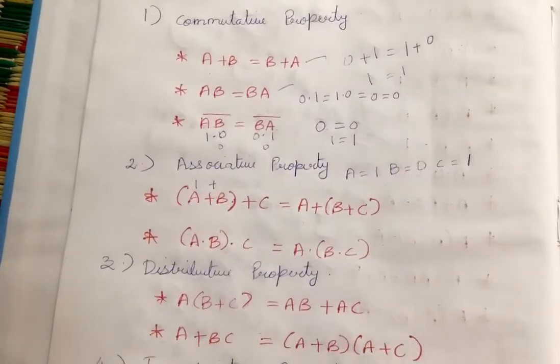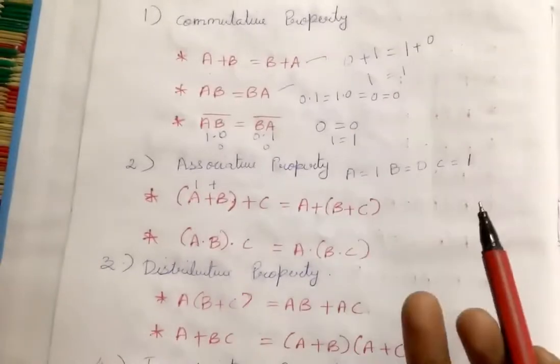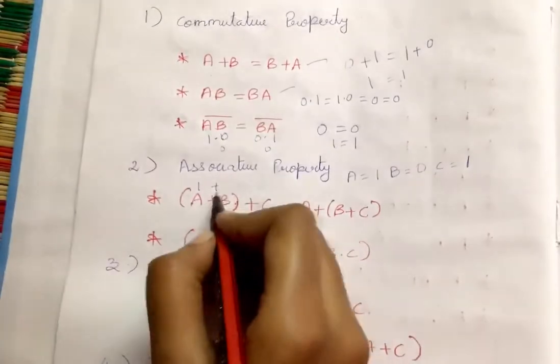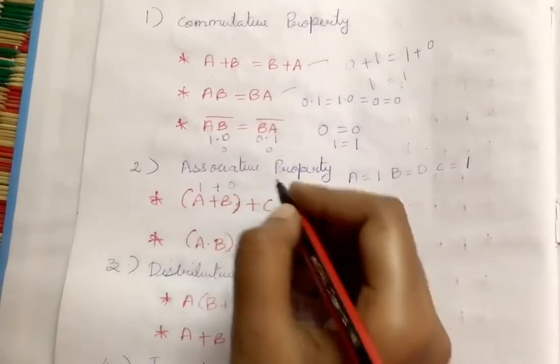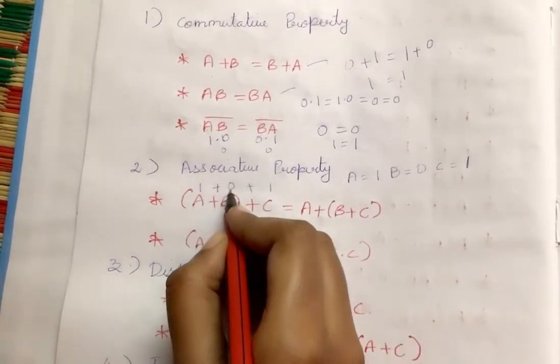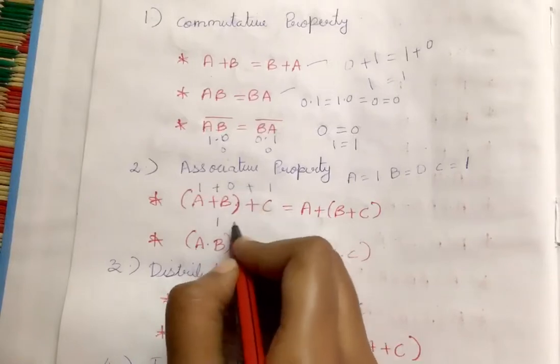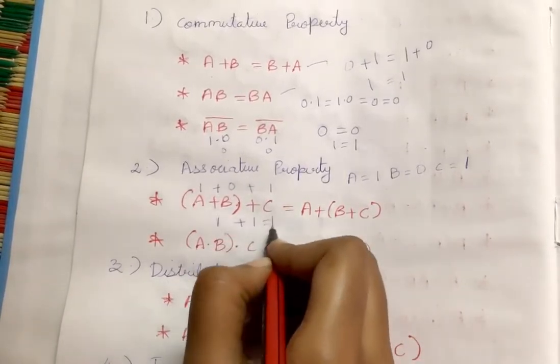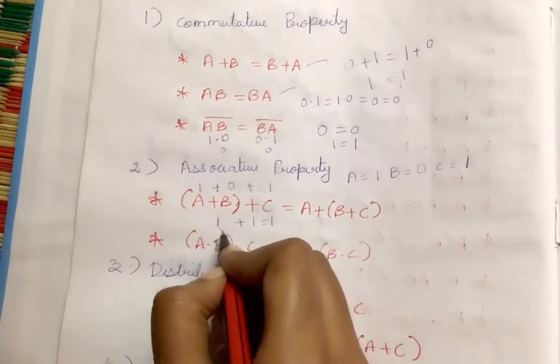You can take any type of value. A is equal to 0 also we can take. Now B value is 0 plus C value is 1. So 1 plus 0 is equal to 1, plus again 1 is there. So 1 plus 1 is equal to again 1. For this we are getting the output as 1.